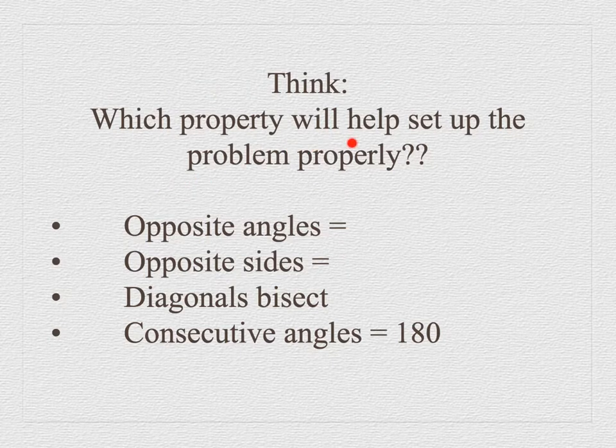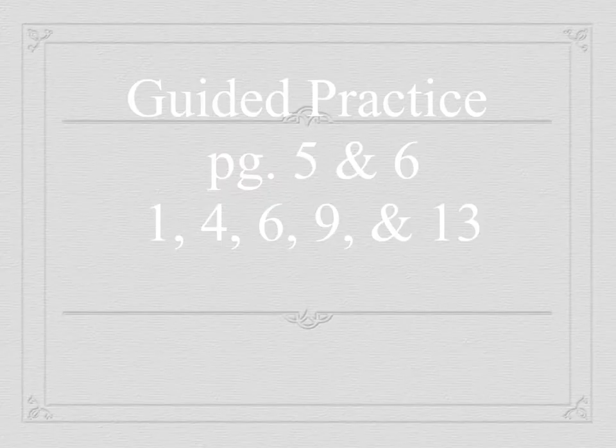Every problem that we do, this is going to help us set it up. What's going to help us? Opposite angles are equal, congruent. Opposite sides are congruent, diagonals bisect, or consecutive angles add up to 180. So this is what we're going to think through every time we come to a problem. So let's get started. We're going to do some guided practice from page 5 and 6.